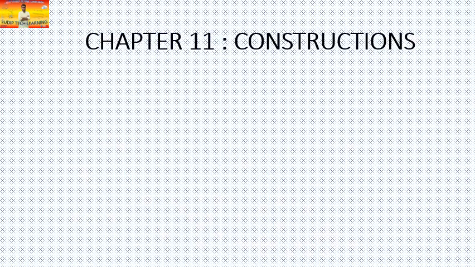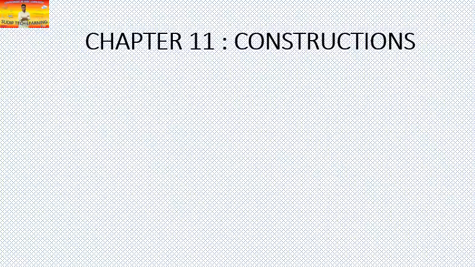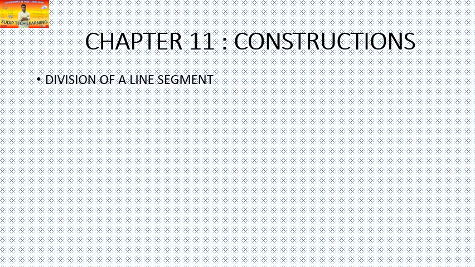Chapter 11, construction. Now the construction chapter is a scoring chapter, very easy, if your teacher has taught you well how to construct, because it is not difficult to construct. There are only a few types of constructions. Division of a line segment.